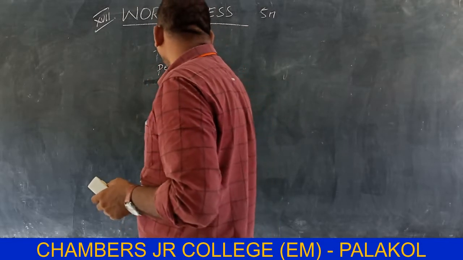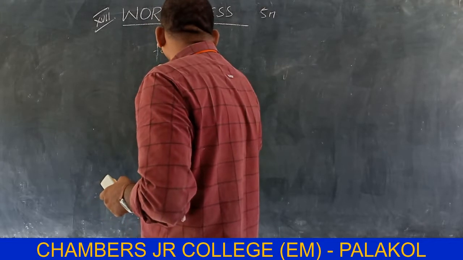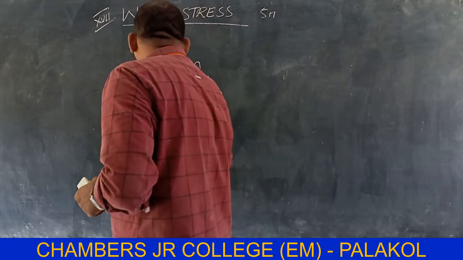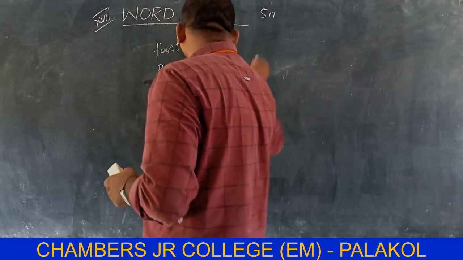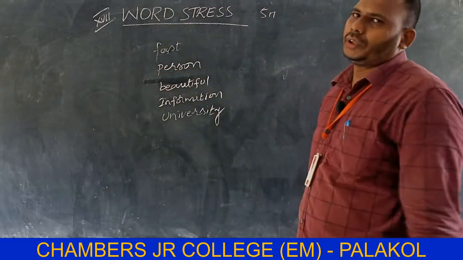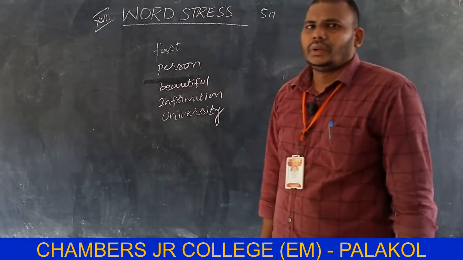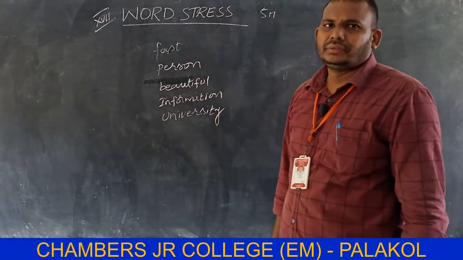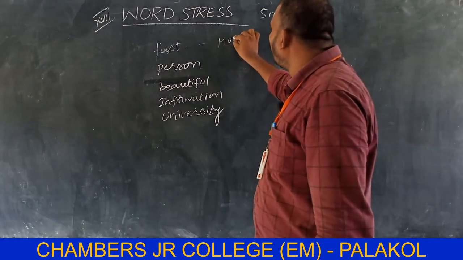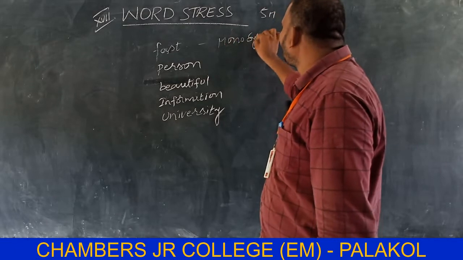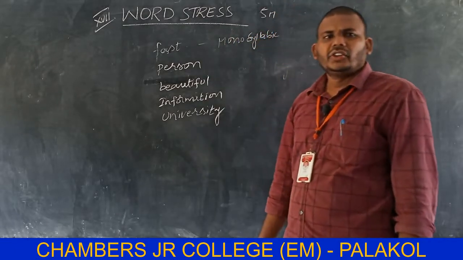Beautiful, information. So I have written 5 words here. Take the first one, fast. The word fast consists of one syllable. That's why we call it monosyllabic. Before that, can you tell me the definition of a syllable?